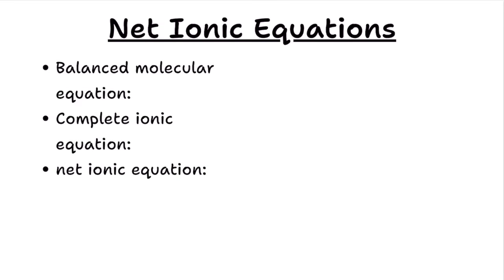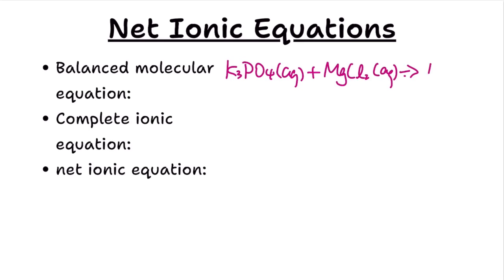Here is another example for net ionic equation. Potassium phosphate in aqueous reacts with magnesium chloride in aqueous to produce magnesium phosphate in solid and potassium chloride.